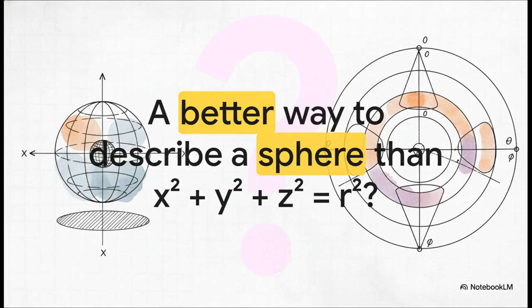You probably remember this equation from a math class somewhere. x squared plus y squared plus z squared equals r squared. It's the classic equation for a sphere. And hey, it works. But is it the best way? Is there a system that's just built for spheres and cones and things that are round? The answer is a huge yes, and that's exactly what we're going to dive into.